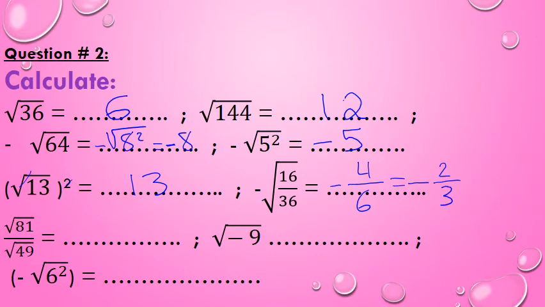Now, Badia, we have radical 81 over radical 49. What is radical 81? 9. Radical 49? 7. So it's 9 over 7.